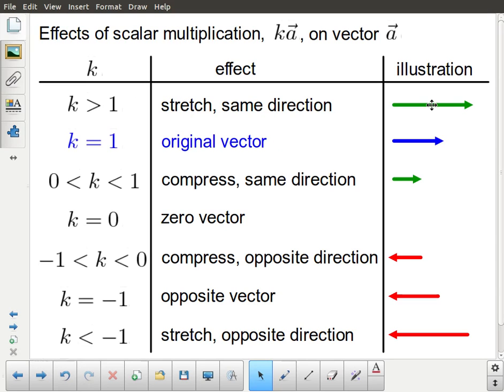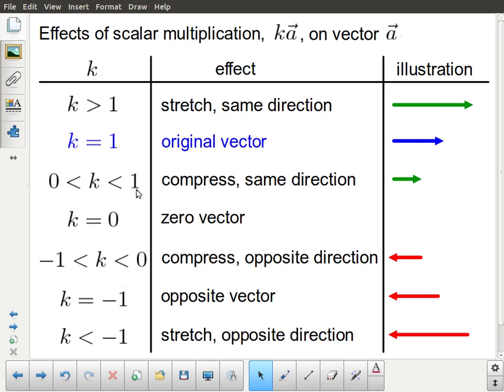So here's some illustrations and just the text that goes along with that. These are the different effects that k can have on the vector A. We're going to start with k equal to 1, which essentially 1 times a is just a. So that's our original vector, which I've given some arbitrary length to. Now I've broken it down a little more specifically. So here I have k greater than 1. It's positive and greater than 1, so it's going to be a stretch.